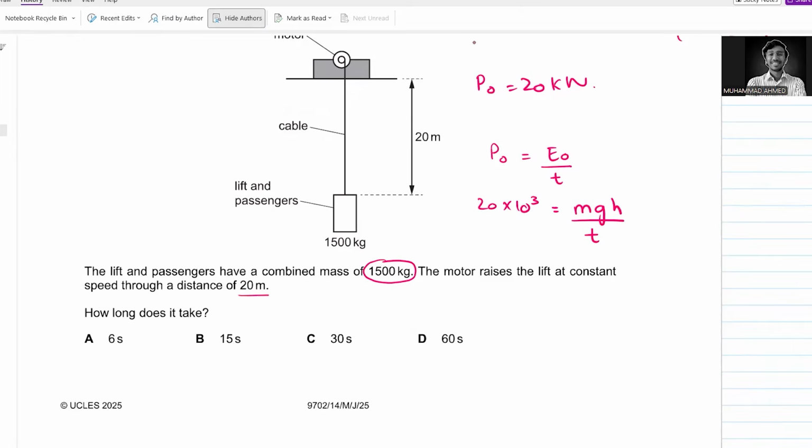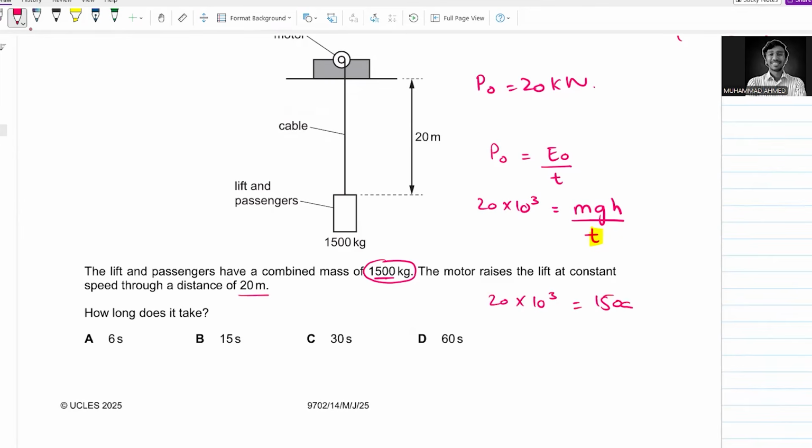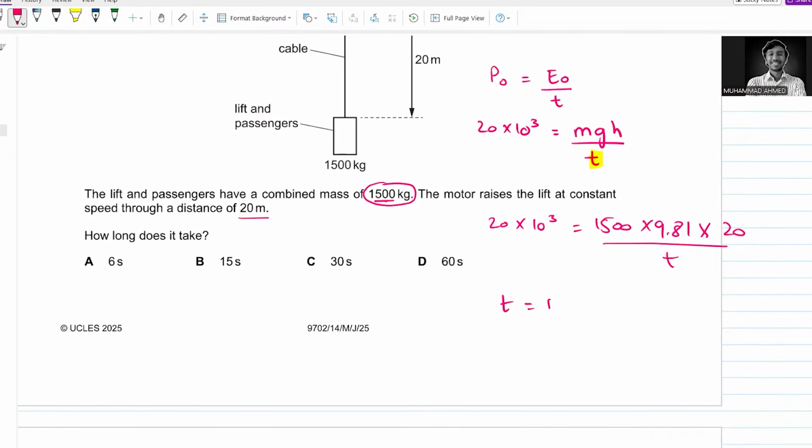Okay. Do you know the m? 1500. g की value क्या है? 9.81. Height क्या है? 20. Can you calculate this small little time? Time निकाल सकते हो जी? बिल्कुल. You will say 20 into 10 raised to the power of 3 is equal to 1500 into 9.81 into the height, that is 20, divided by time. What will your value of time come out to be? Time is equal to 1500 into 9.81 into 20 divided by 20 into 10 raised to the power of 3. Can you guys calculate the time? Please do so with the calculator. एएस लेवल में कैलकुलेटर अगर इस्तेमाल नहीं किया तो तुम्हारा काम खराब हो जाएगा.